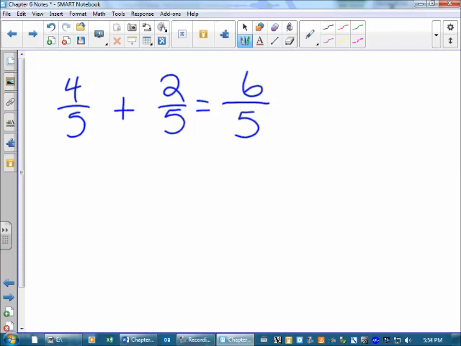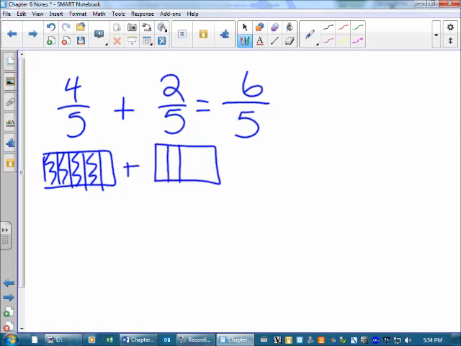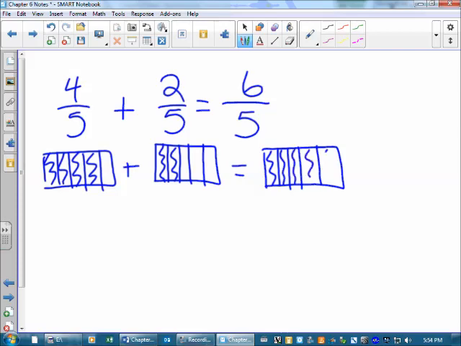Okay, but we can still draw those. So here's your 4/5. 1, 2, 3, 4 out of 5. Plus, here's your 2/5. 1, 2, 3, 4, 5. There's 2/5, right? So altogether, we want 6/5. 1, 2, 3, 4, 5. So there's 1, 2, 3, 4, 5. Where are we going to put number 6? We have to make another one. And 1. So that's 1, 2, 3, 4, 5, 6/5.